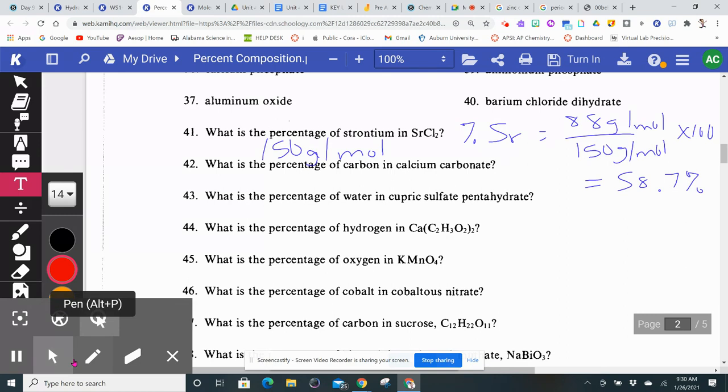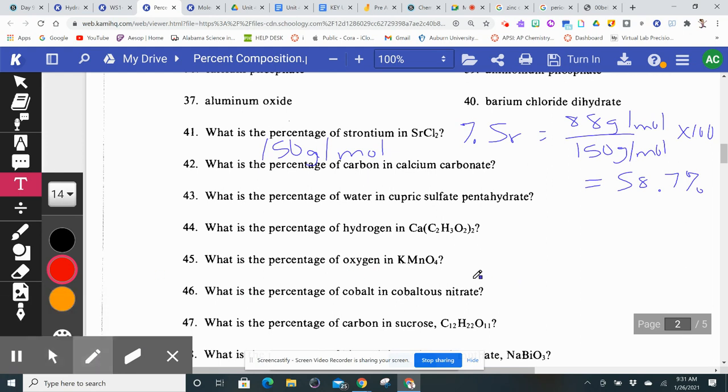Okay. So that's percent composition. So the main thing to remember about that is you're going to add up the mass of all the elements in there. And then you are going to divide that total number by the percent that you happen to be looking for. So let's do one more. Let's do 45. KMnO4. So KMnO4, we need to find the total mass first.